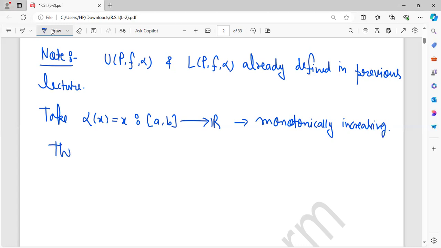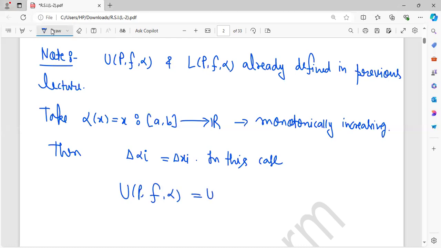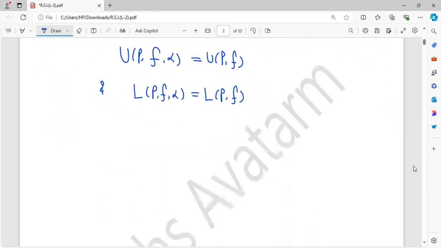Then what we have? Then Δα_i will become Δx_i. In this case, what is U(P, f, α)? U(P, f, α) will become U(P, f), and L(P, f, α) will become L(P, f). Okay. Now we are going to prove an important result.